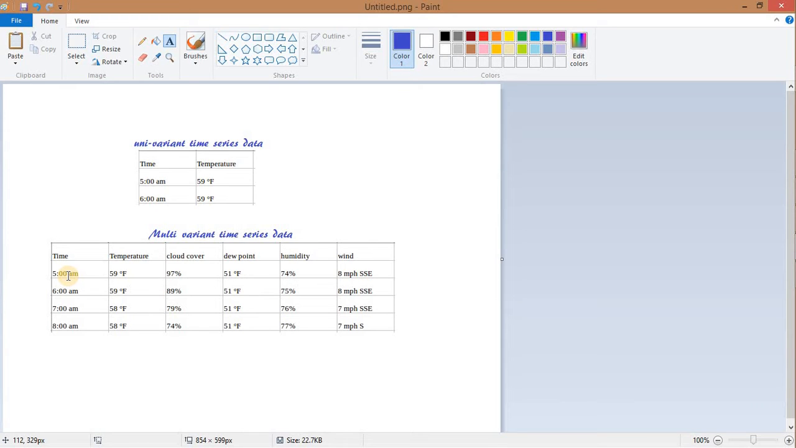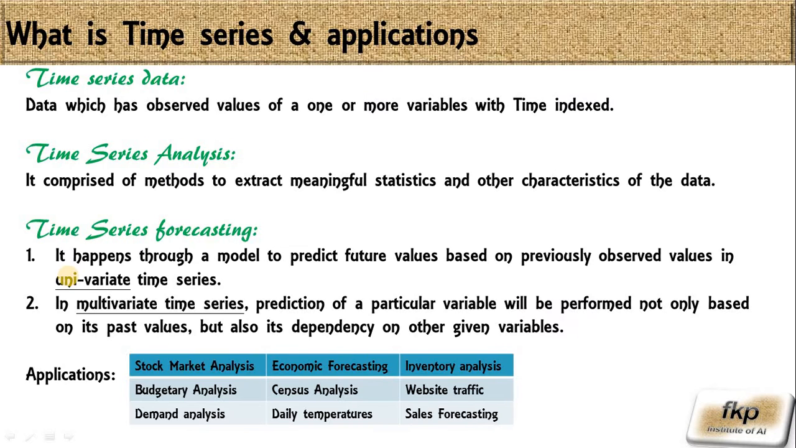When we come to time series forecasting, it majorly depends on what kind of time series it is, whether it is univariate or multivariate. In the case of univariate time series, the predictions are majorly based on the previously observed values. We will find out how the previous values are related, and based on that we will do the forecasting.